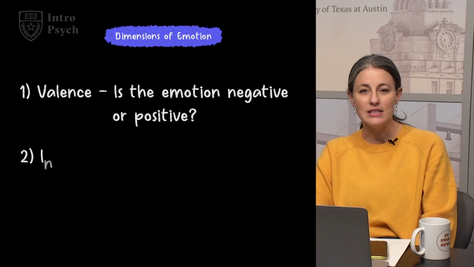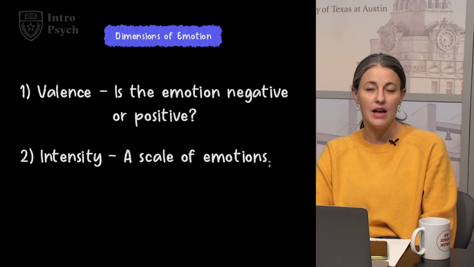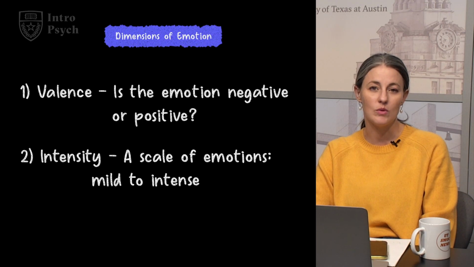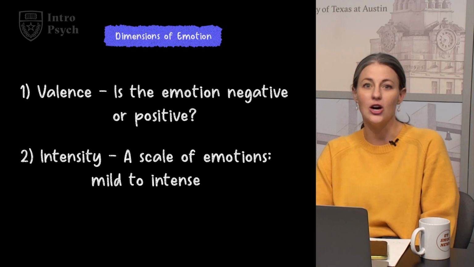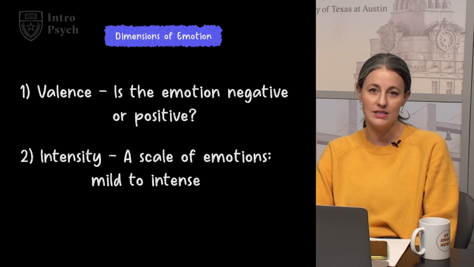We can also think about emotions differing in terms of their intensity. If I said that someone was nervous, that would be less intense than if I said someone was petrified. If I said that I was completely besotted with someone, that's more intense than I'm a little bit attracted to someone, right? So we can think of emotions as being either very mild or very intense.